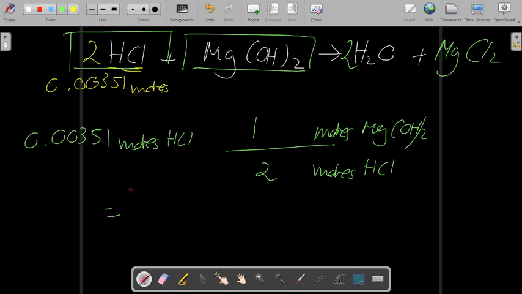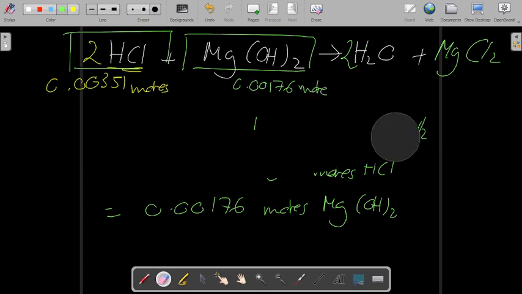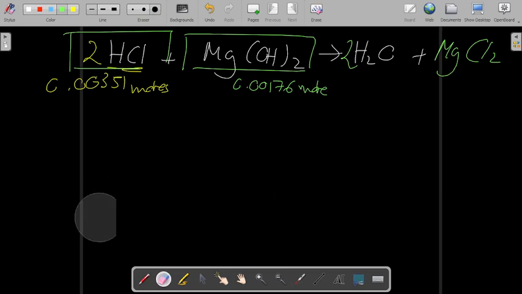When I do the math, I find out that I actually have 0.00176 moles of the base. Okay, I'm going to put it right here to keep it tidy so I can make room. I'm going to erase this section right here because we just did that. And we're done with number 3.